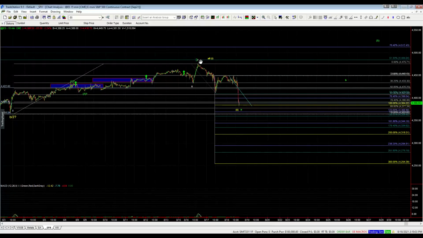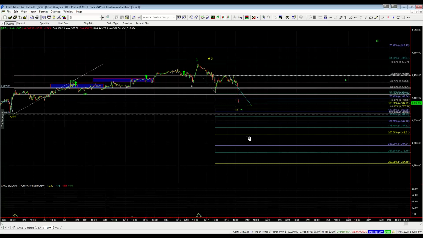Okay. So again, primary count, we've topped the wave 3. You'd be looking for an A, B, a C down, or even if we just continue to move down deeper in the A wave, B, A, B, C down. Either way, we should see a bounce for a B wave at some point and then a larger C down.